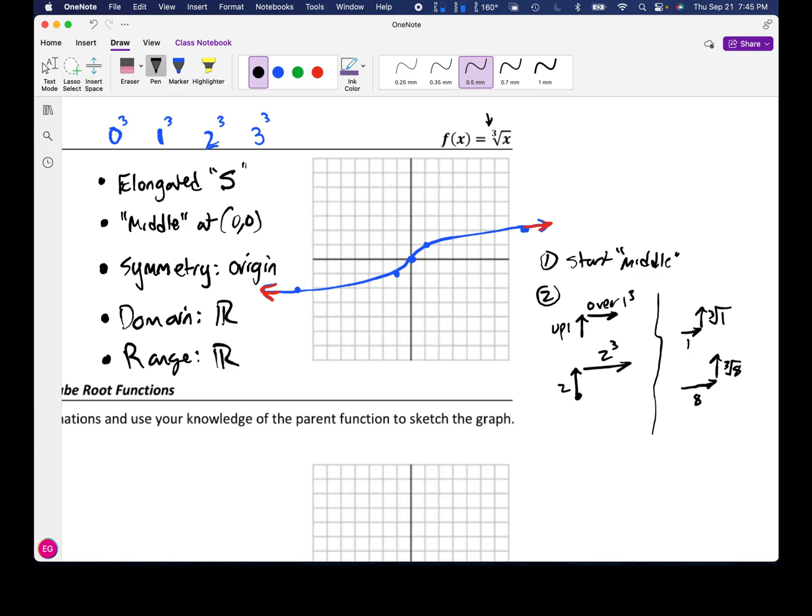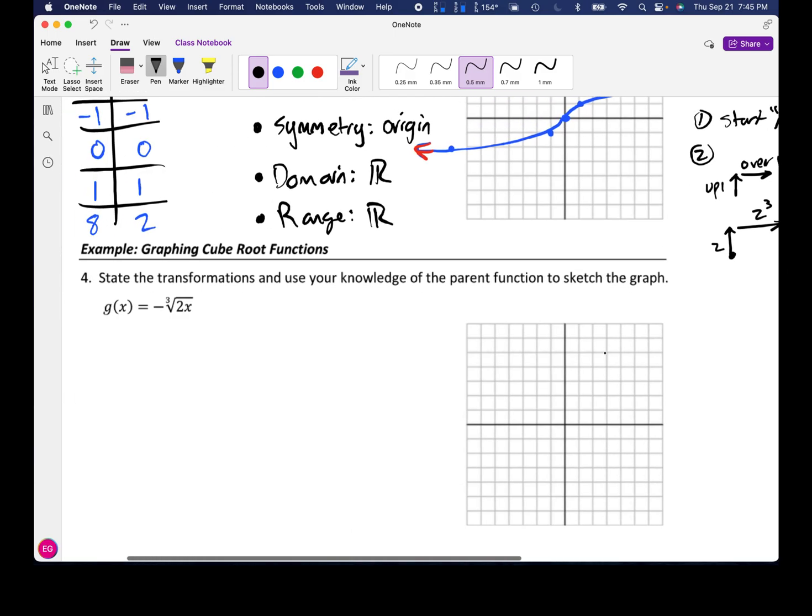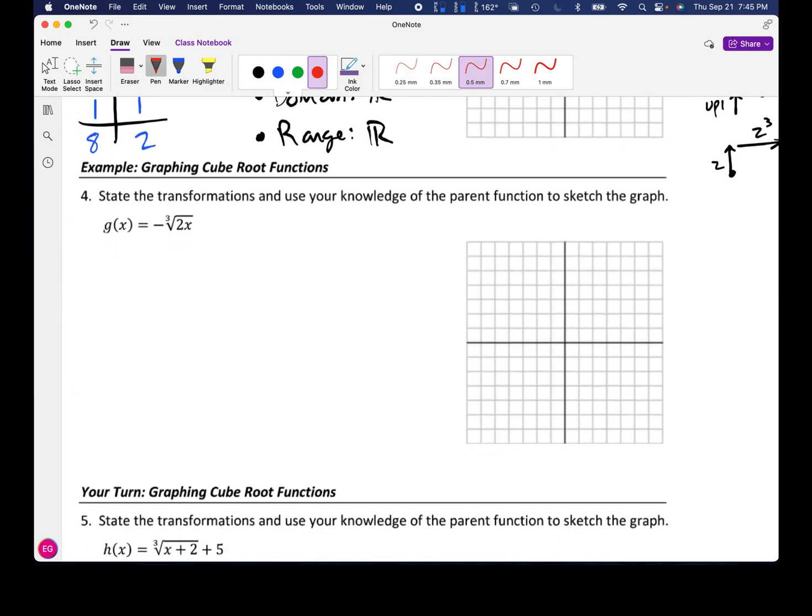So I just think it's a little bit easier to reverse my ups and overs and treat this like it's still to the third instead of a cube root. Same idea in the long run, but just different. Same but different.